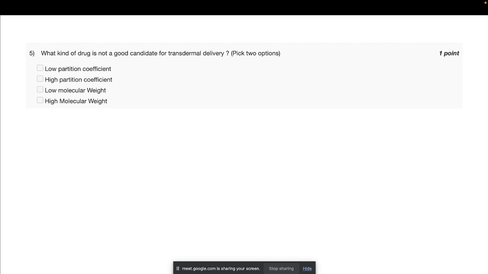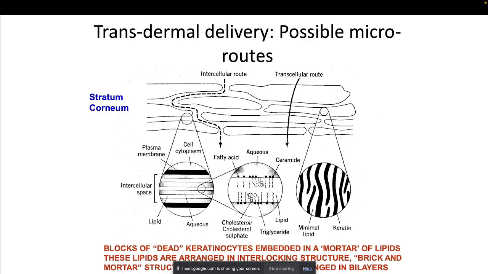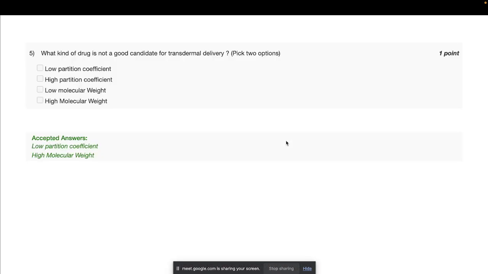Next was, what kind of drug is not a good candidate for transdermal delivery? Again, as I said, for transdermal route, it has to pass through this lipid layer. So if your drug is of a very high molecular weight, it won't be able to pass through these gaps. Also, if your drug has low partition coefficient, it will be less lipophilic, it will be more hydrophilic, and then it will be difficult for the drug to pass through this transcellular route. So if your drug has low partition coefficient or high molecular weight, it is not a good candidate for transdermal delivery.